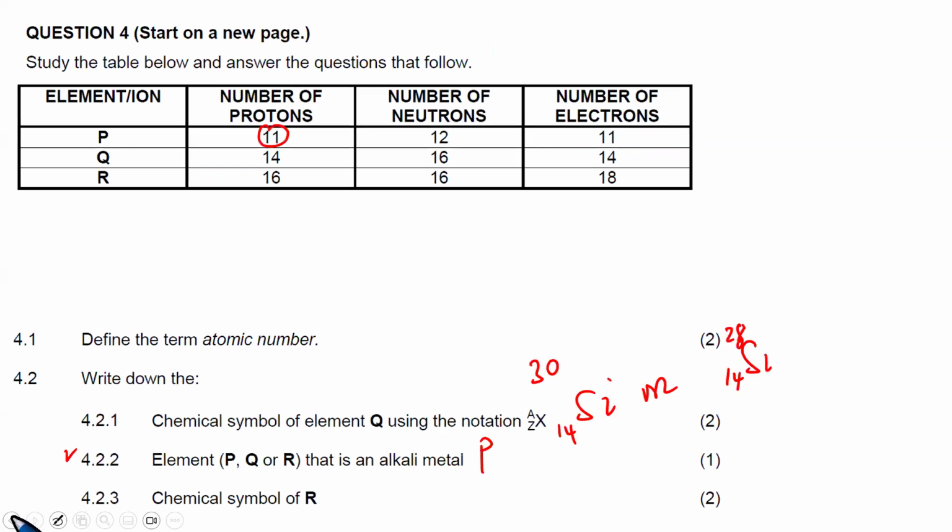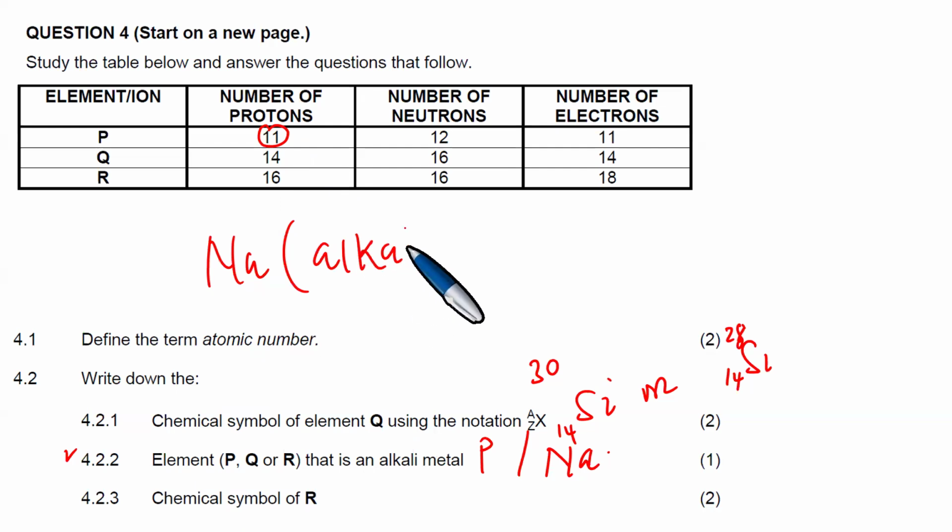Okay, we're back. So we're saying 11 is sodium. So you can say P is Na, and this Na stands for sodium. So write down the element PQR, that is an alkali metal. This sodium is called an alkali metal from the periodic table. It's called an alkali metal in the periodic table.